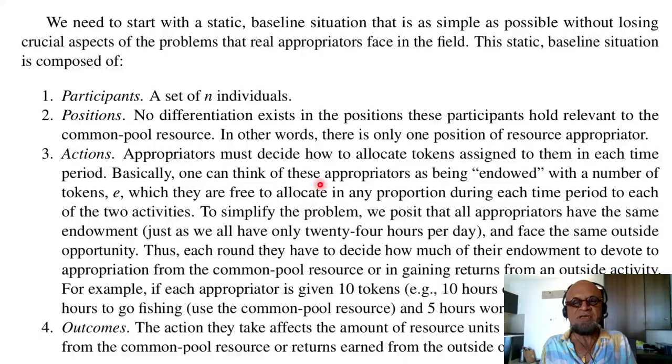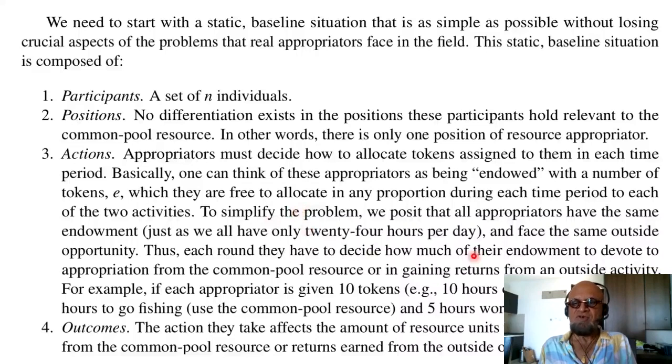Okay, actions. Appropriators must decide how to allocate tokens assigned to them in each time period. Basically, one can think of these appropriators as being endowed with a number of tokens E, which they are free to allocate in any proportion during each time period to each of the 2 activities. So the games are played multiple times, some rearrangements are made with the players and so on, but basically we will look at 2 activities, which means you are worrying about the common pool resource and you have other time to do your own thing. We'll see more clearly what that means, right?